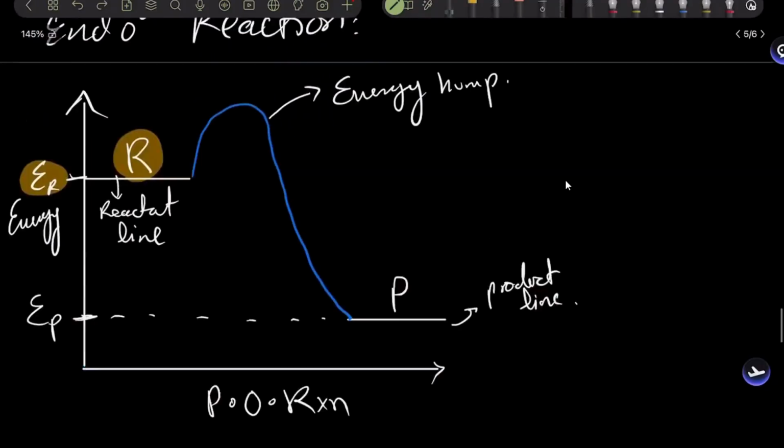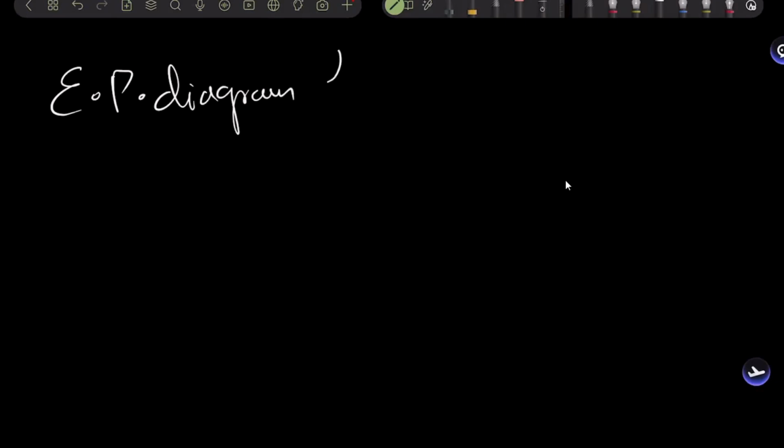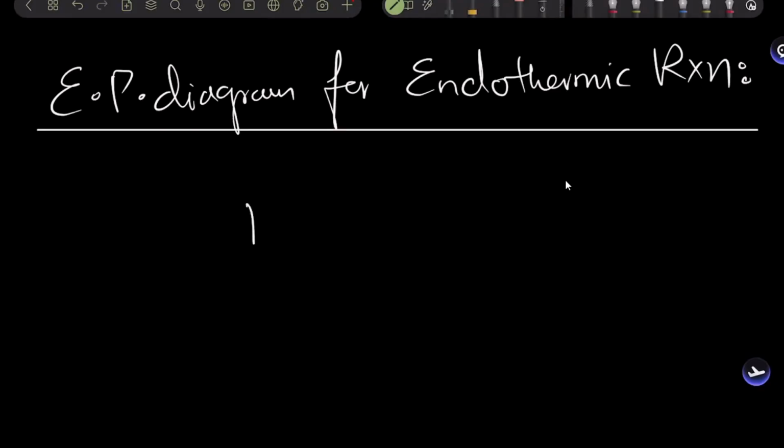Now let's make an energy profile diagram, first for an exothermic reaction and then an endothermic reaction. So I'll write it as EP diagram for endothermic reaction. Before we draw the diagram, remember that whenever an endothermic reaction is occurring, what is happening? Heat energy is absorbed, right? I want you to memorize it like this.